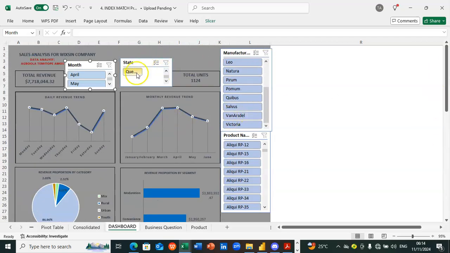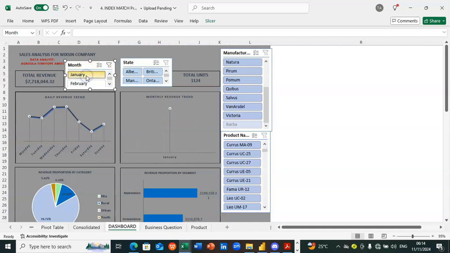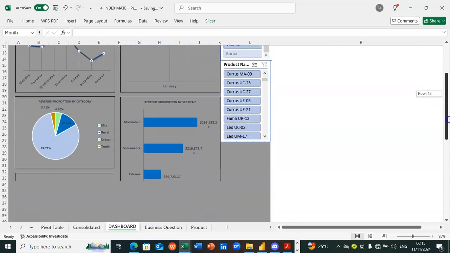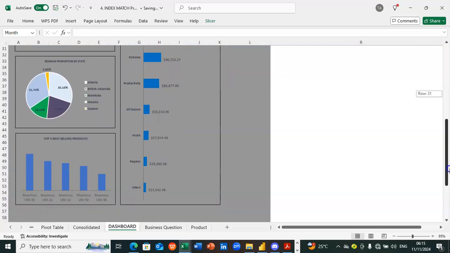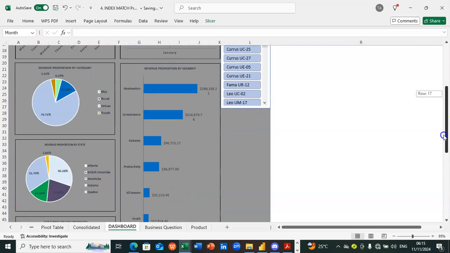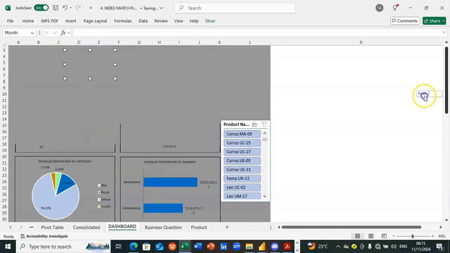Then if you want to dig further, make use of the slicers for the performance by month. You can also get some insight into the performance of the business by month, or to see the sales activity within the company by month. You can see in January, urban still contributed highest. You see the revenue proportion by segment.